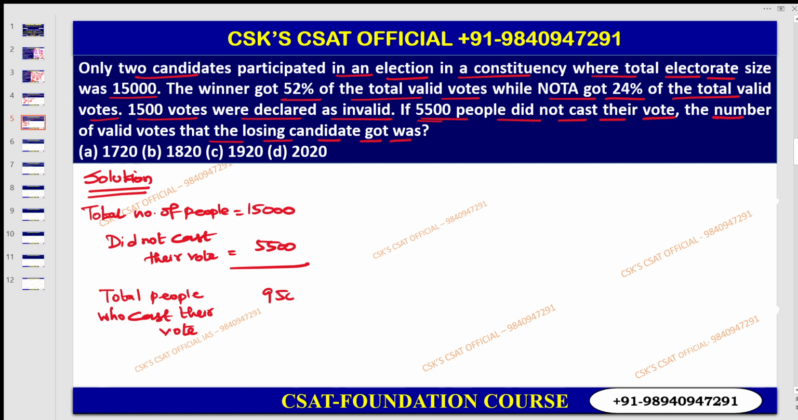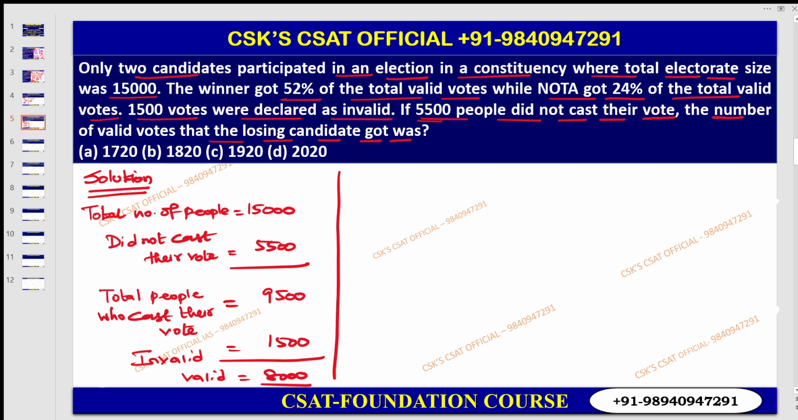Subtract this here. The total people who cast their vote here is 9500. Among this, 1500 votes were declared as invalid. So therefore you have to subtract that invalid here. Invalid here is nothing but 1500. If you subtract this one, then you will get the valid votes. So this valid here is nothing but 8000. This is the data you need to find out here.